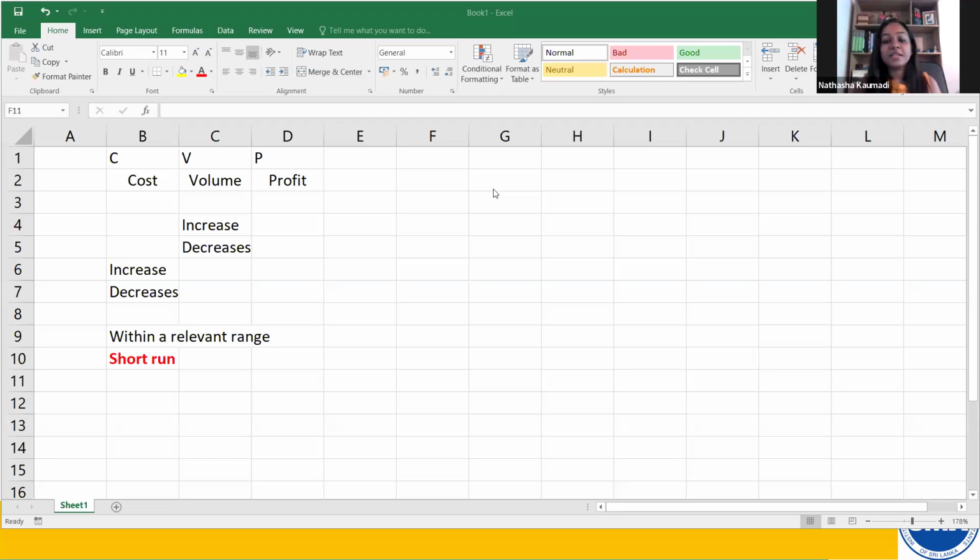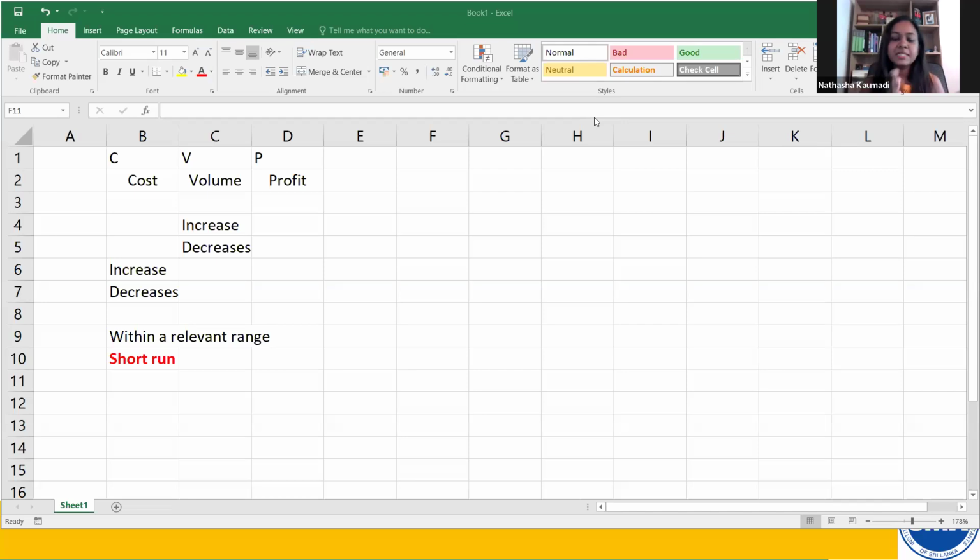Less than 12 months, right? Long run means more than 12 months. Short run means less than 12 months, within 1 year, less than 1 year. So in this CVP analysis, in these techniques, these relationships are discussed within a short run, less than a year.